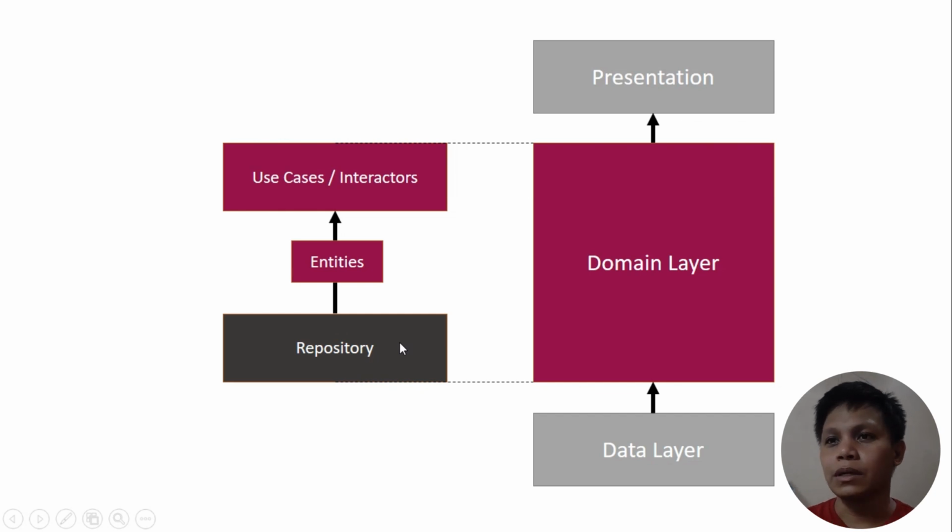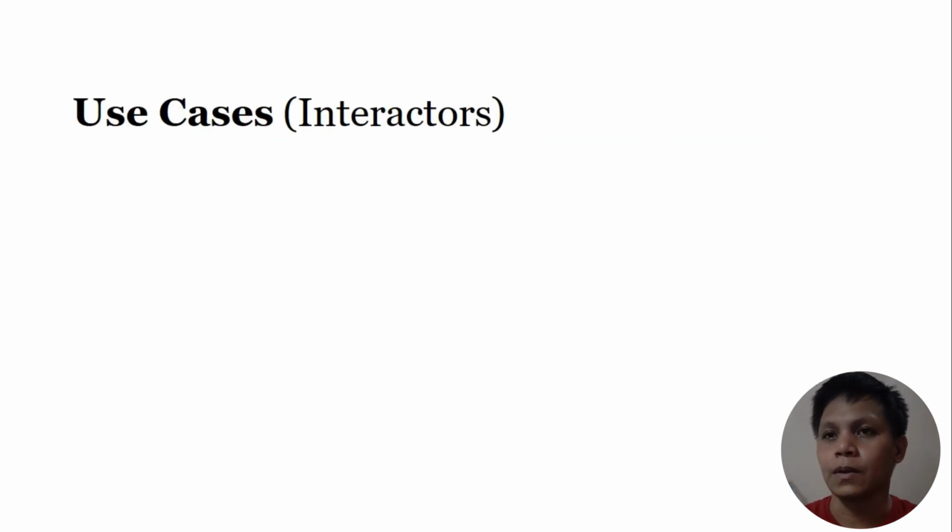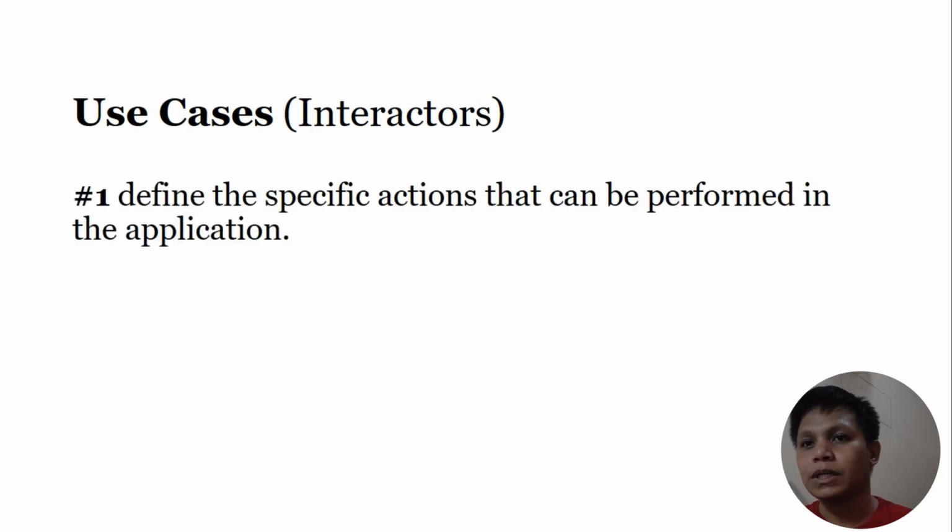So the use case will pass an entity to the repository, and the repository can also return an entity to the use case. And of course, the use case will pass this entity to the layer above it, which is the presentation layer. So, now let's dive into the specific objects. First is the use case or interactors, another term for use case. Basically, it just defines the specific actions that can be performed in the application.